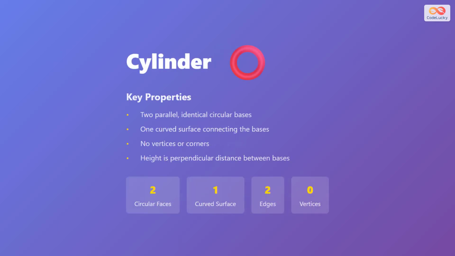A cylinder is a three-dimensional shape with 2 identical circular bases, one on top and one on the bottom. These circular faces are connected by a smooth, curved surface. If you look at a soda can or a pipe, you are seeing a cylinder. Cylinders have 2 circular edges where the curved surface meets the flat faces. They have no vertices or corners.